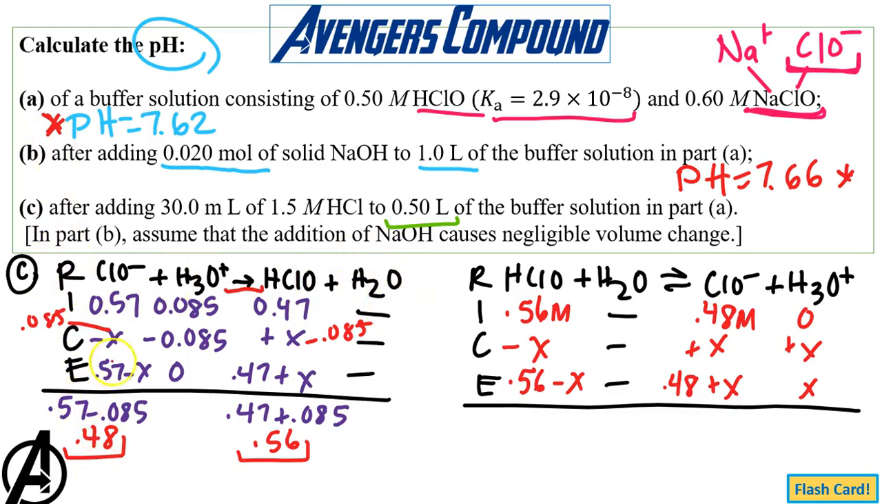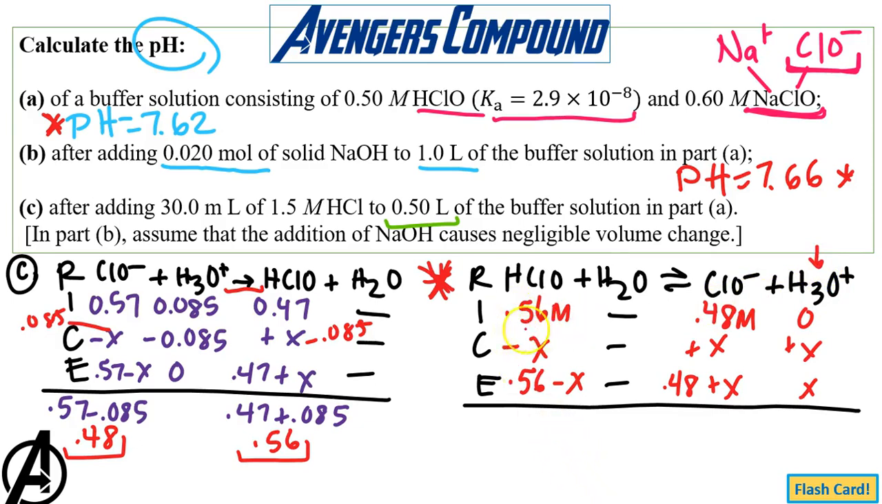So we fill out our Rice table. We know what the x value is. My brand new initial amount for ClO minus is 0.48. My brand new initial amount for HClO is 0.56. Now I'm finally to my actual final Rice table here. I'm going to take my weak acid and mix it with water, so we're back in equilibrium to form ClO minus and H3O plus. Once I know my H3O plus, I can go ahead and get my pH, right?